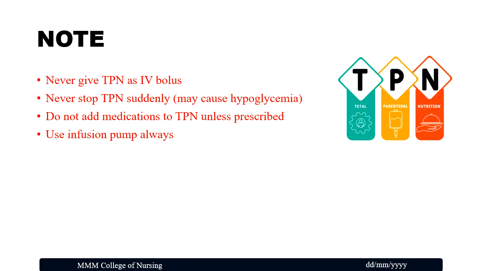Okay. So note. Why is this note given? Because never give TPN as IV bolus. Never stop TPN suddenly because it may cause hypoglycemia. That's why we check the sugar levels before we administer. So don't add medications to TPN unless it is prescribed by the physician. Always use an infusion pump to administer the infusion.